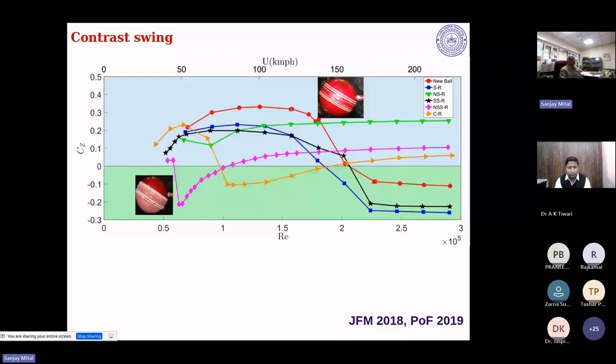The red curve is for a brand new ball, where you get reverse swing at about 150 kilometers per hour. But if you have an old ball and you engineer it well as a team, then you could get reverse swing even at 50, which means spinners like Kumble, who throw a little bit quick, can combine swing and spin. So Jadeja does that. He is very quick, and if he gets an old ball, then he can combine spin and swing and produce some really magic.